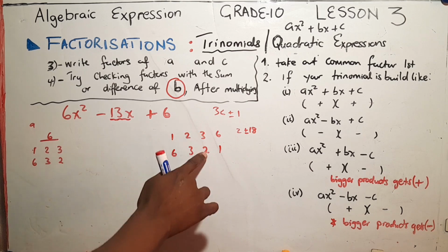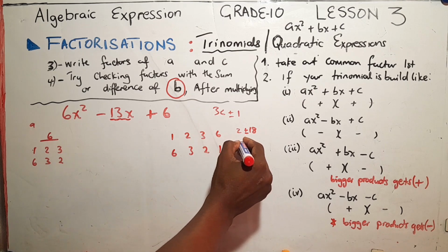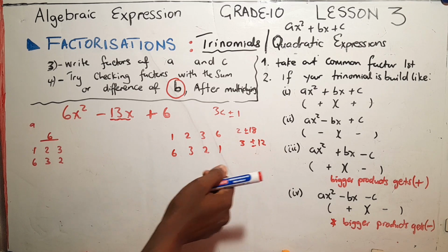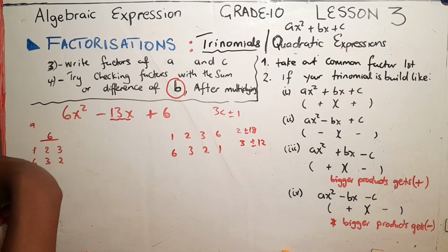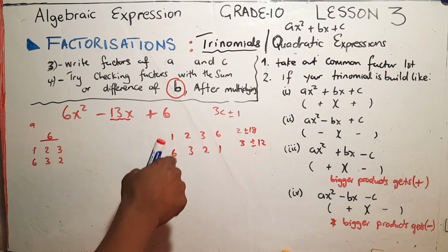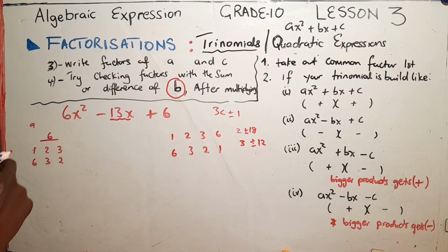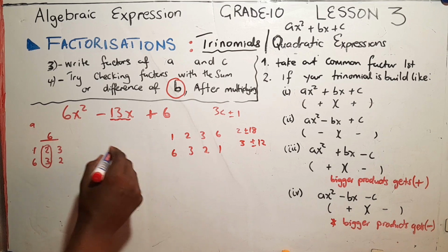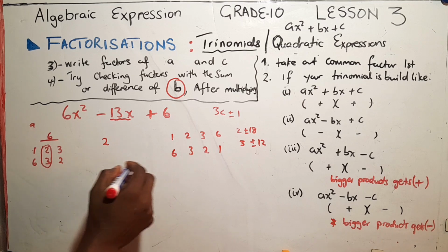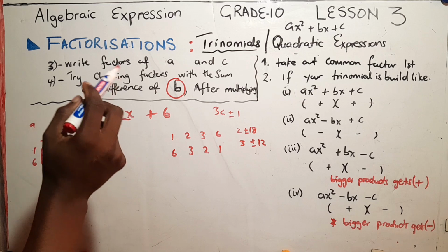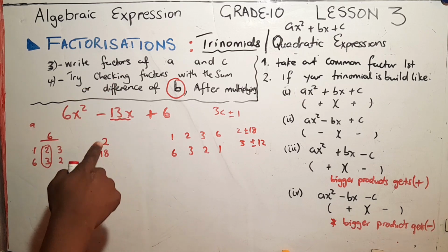So let's try this and these values. 1 multiplied by 3, that's 3. And 6 multiplied by 2, that's 12. So 12 plus or minus 3 doesn't give us 13. So that doesn't work out. So let's try this and these values. 1 multiplied by 6, we already did that, right? So let's try out 2 and 3. 2 multiplied by 1, that's 2. And 3 multiplied by 6, that's 18. And 18 and 2 doesn't give us the difference of 13. So these don't work out.